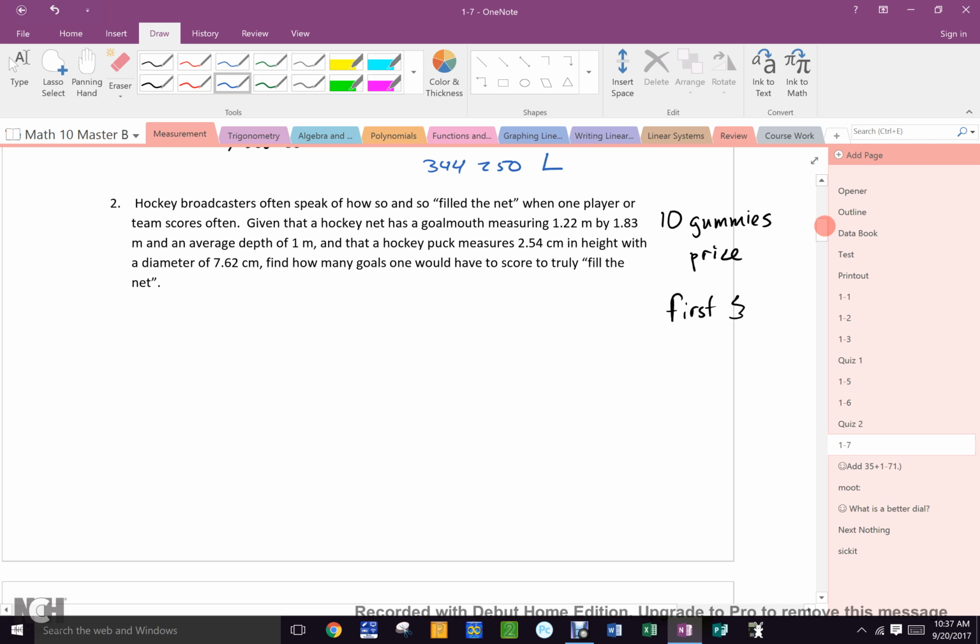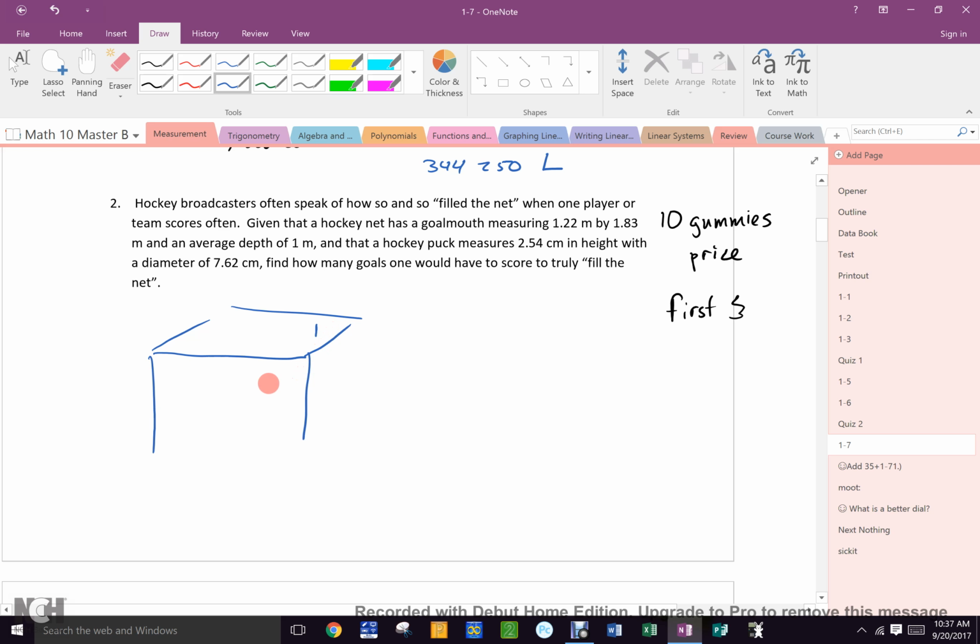All right. This is a trick question. I'm filling the net, yes? So is it volume or is it surface area? It's volume, isn't it? So, if you find the volume of the net and you find the volume of a puck and divide, you should get the right answer, yes? Does that make sense?